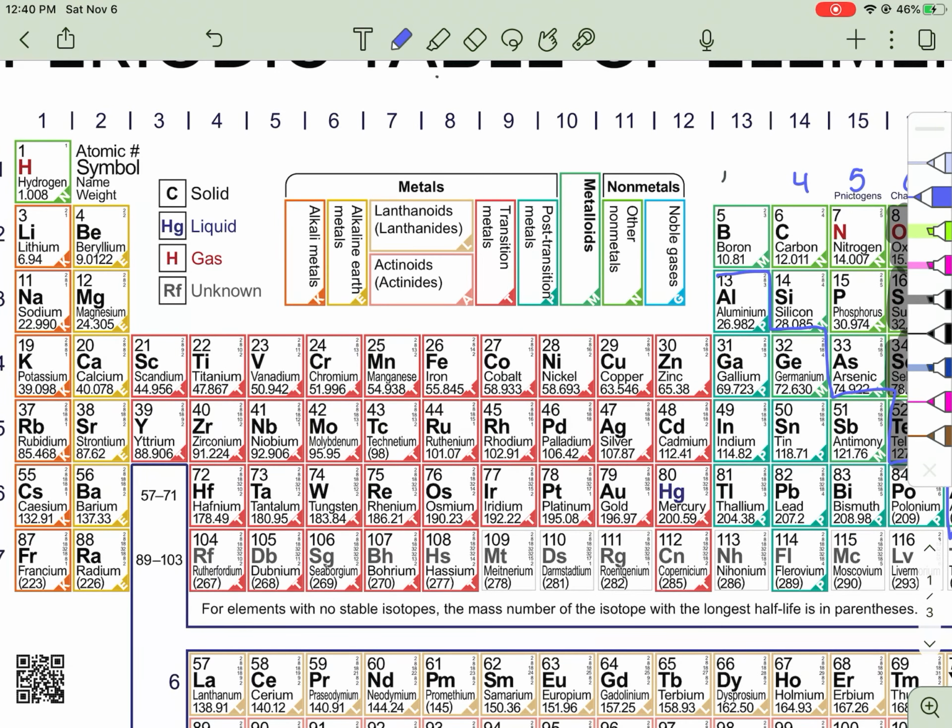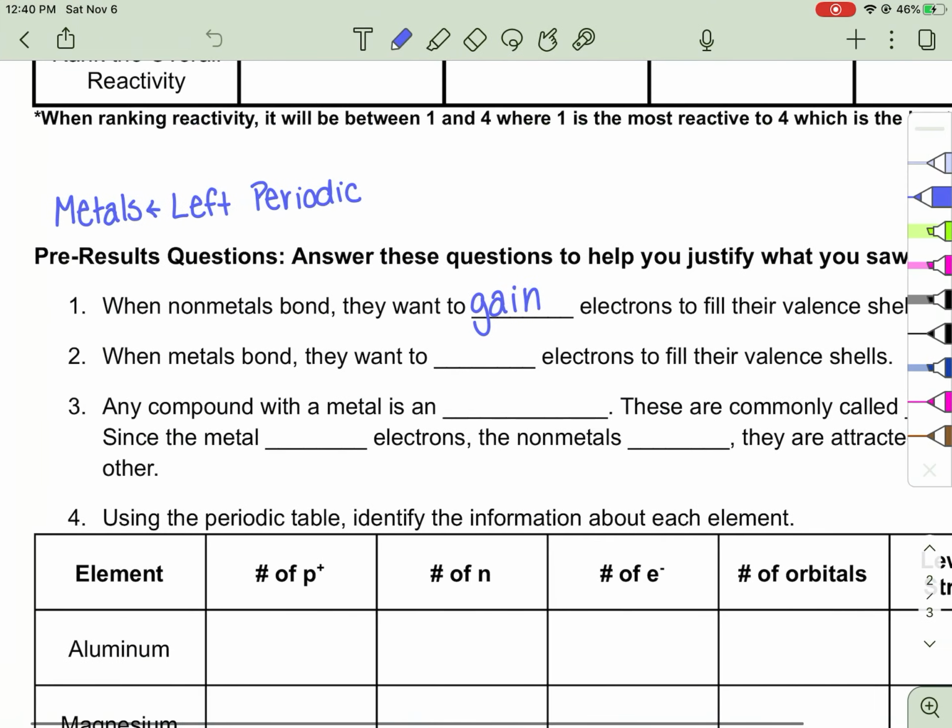When we look to the left, our number of valence electrons is going to be 1, 2, 3. They are more likely to lose electrons to become stable because it takes a lesser amount of energy. So when we're looking at the reactivity lab, we're dealing with those metals to the left. When metals bond, they want to lose electrons. Again, that's because nonmetals generally have 4 to 7 valence electrons. I'm ignoring the noble gases right now, those are still nonmetals. Metals have 1 to 3 valence electrons.